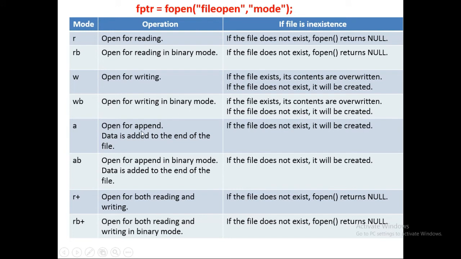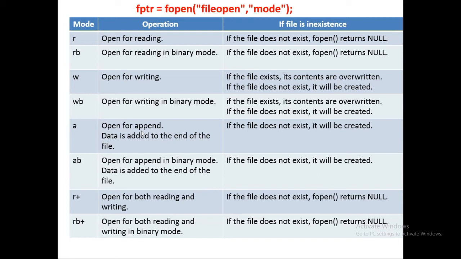A means open for append. It means that some records will already be there. If you want to add your content to the existing file, it is called append mode. And AB is append in binary mode. So the same with R plus. R plus means open for both reading and writing.